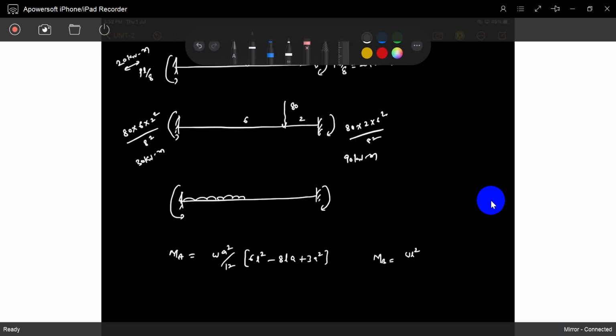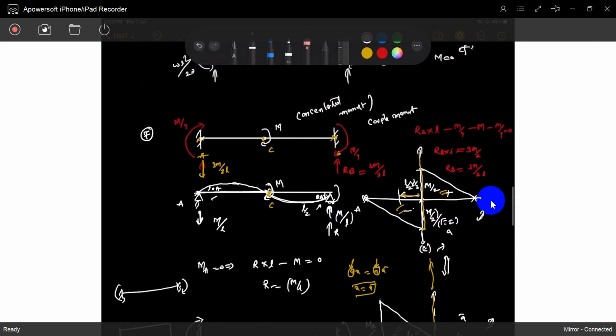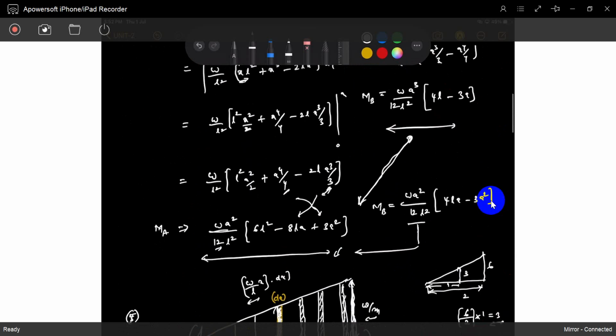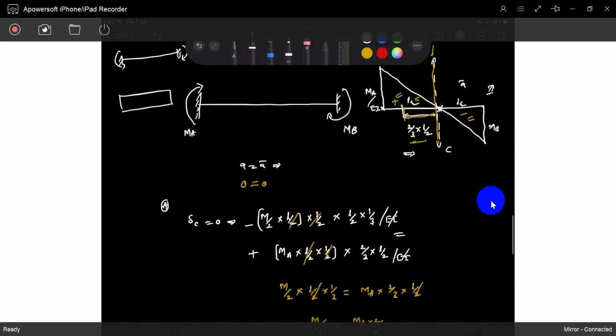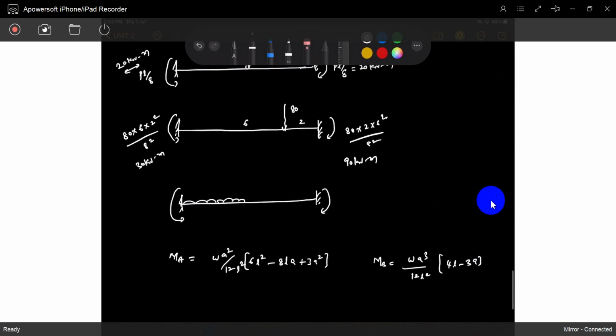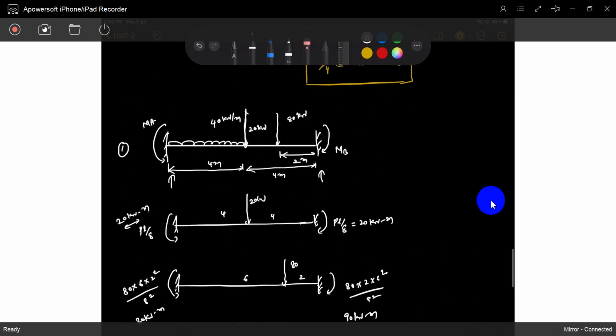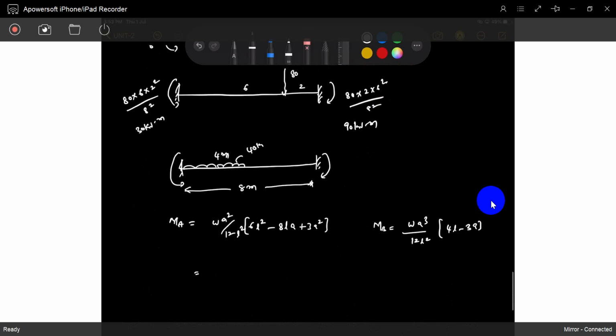So what is that value? MB is W A cube by 12 L square into 4L minus 3A. That's it, right? These two values MA and MB we calculated. What is A? It's 4 meters. Total length is 8 meters. You can use it now. W is 40 kilonewtons per meter.